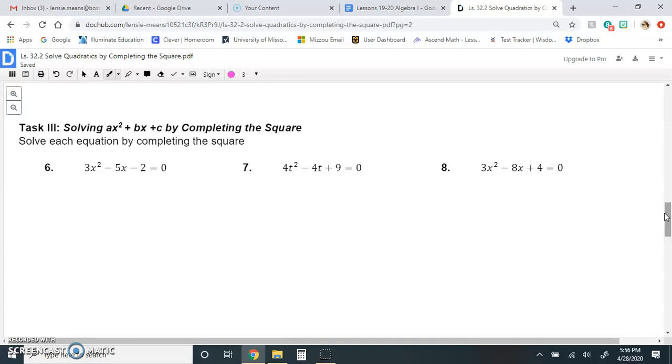All right, so the first step is to get it in the correct format. And the correct format is going to involve getting this negative 2 over to the other side.